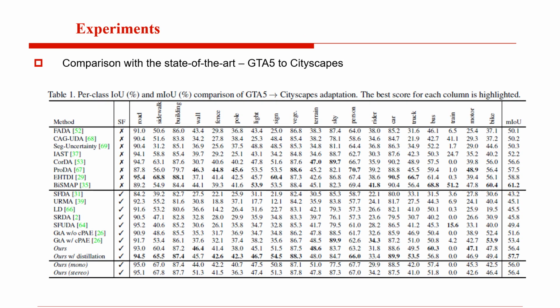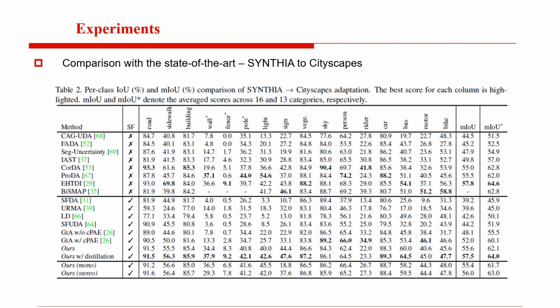Here it shows the experimental results. We use the GTA5 as the source dataset and the Cityscapes as the target dataset. We compare our proposed method to both source-free and non-source-free domain-adaptive semantic segmentation models. As we can see, our method outperformed the existing methods by a large margin. This table shows the results obtained by using the SYNTHIA dataset to train the source model.